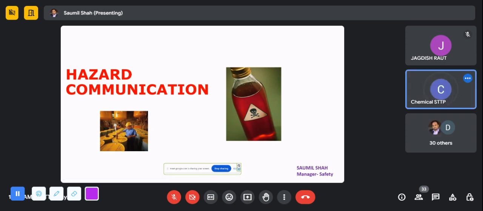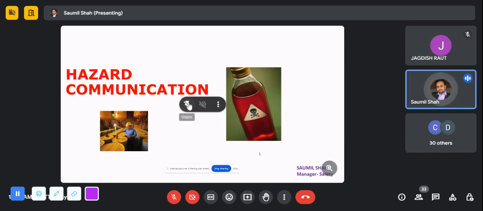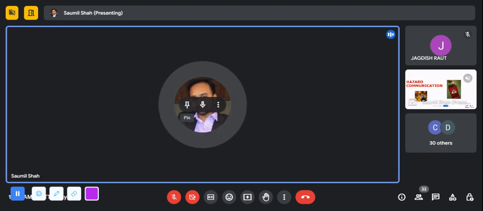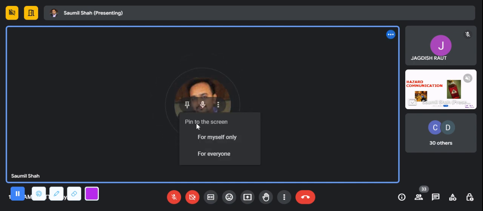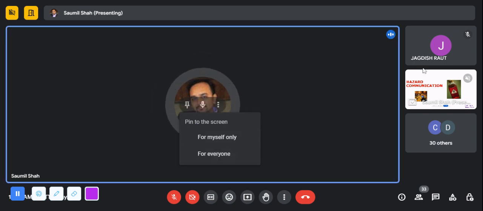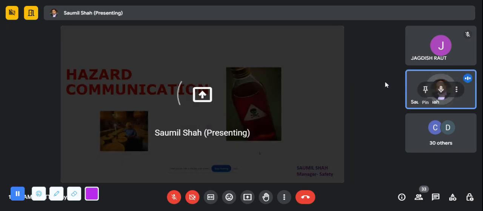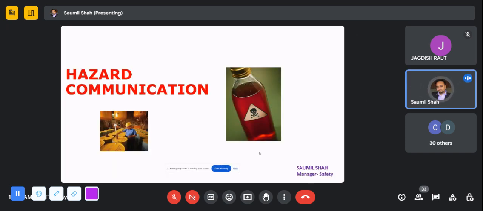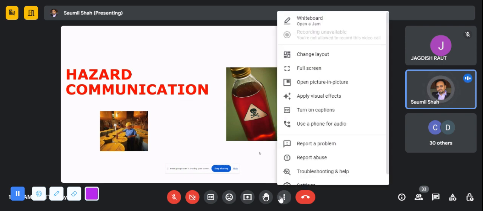Yes, sir. Okay, fine. So hazard communication is basically talking about the hazards of the chemical which is being stored, transported, manufactured, and wherever the storage of the chemical is there. The data is required on which type of hazard that chemical has. So in case of any emergency, how to handle that chemical is very essential.